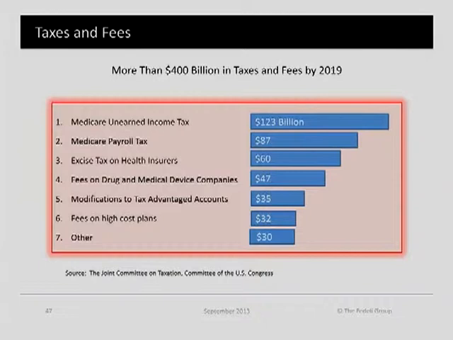Specifically, I'm going to focus on the first two, the Medicare unearned income tax and the Medicare Payroll Tax. As you can see, that comprises over half of the expected revenues that are part of the Affordable Care Act. I'm going to talk about what those taxes are, who's primarily going to be affected, as well as discuss a couple ideas and thoughts about how we might be able to avoid or mitigate some of those tax liabilities.